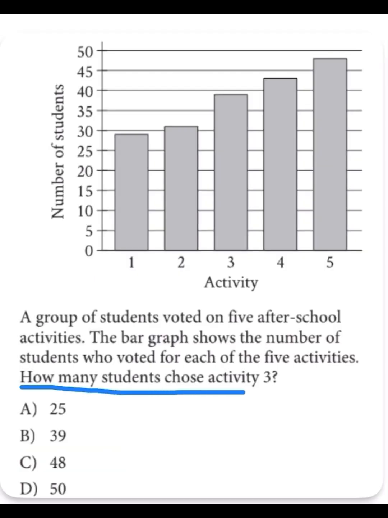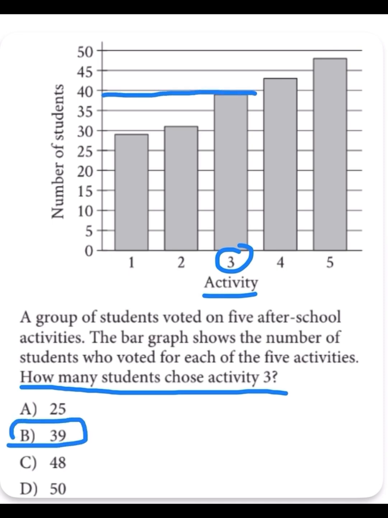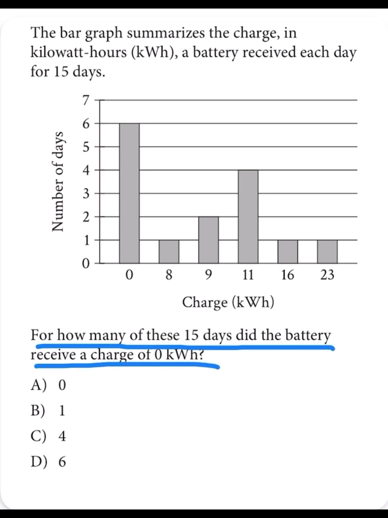The bar graph for activity 3 stops a little before 40. When we look at the answer choices, 39 students is the answer that makes sense. The bar graph for 0 charge gives 6 days.